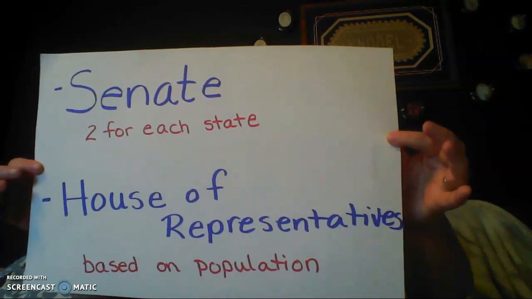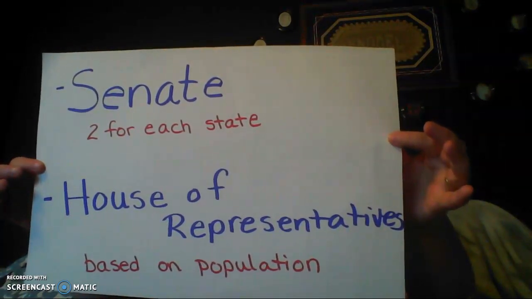The House of Representatives is determined by population. So South Dakota has a small population. We have 1 representative, whereas California's population is a lot larger. So California has 53 representatives.